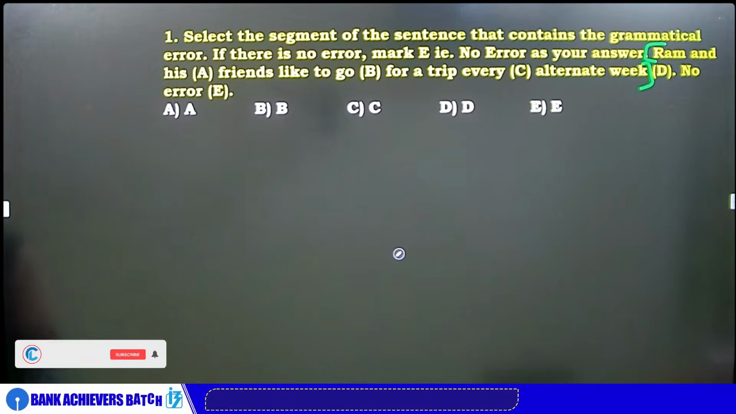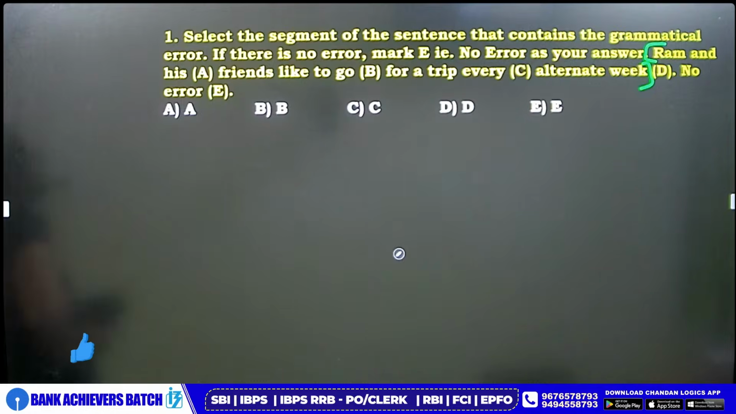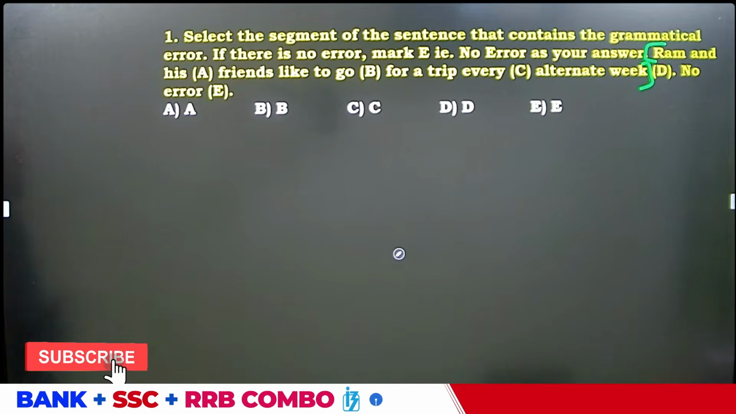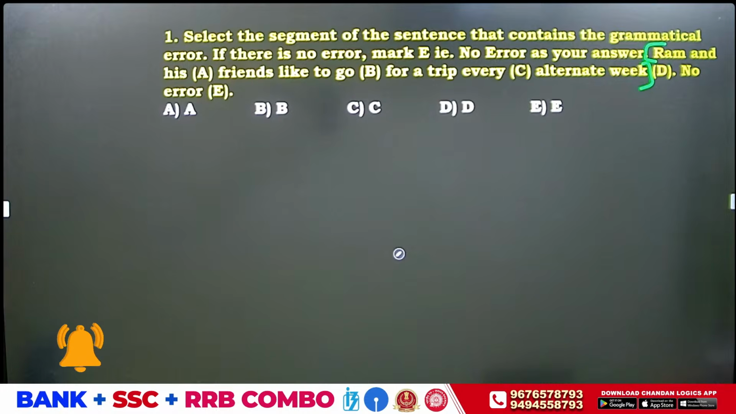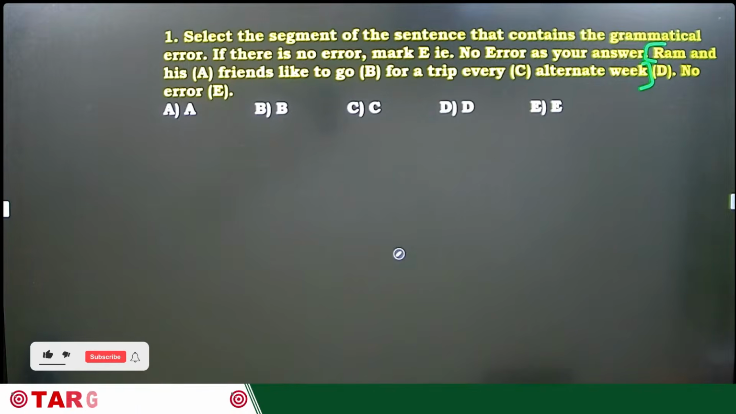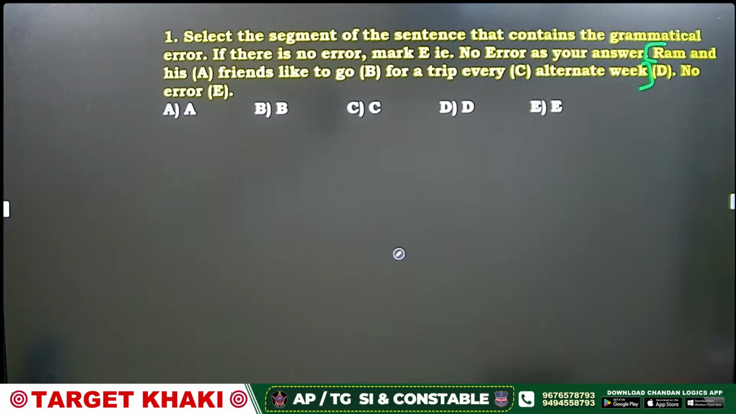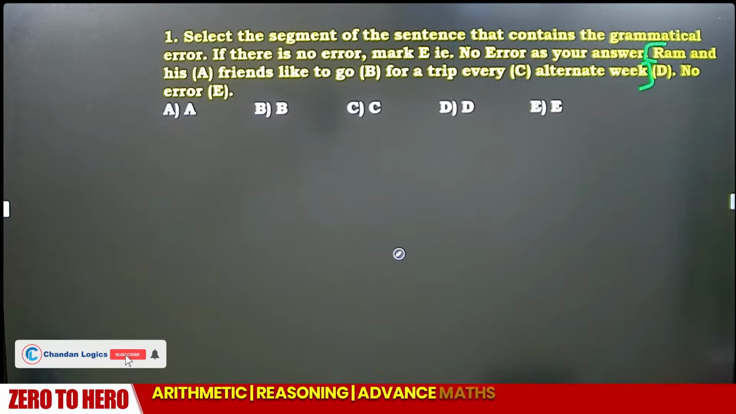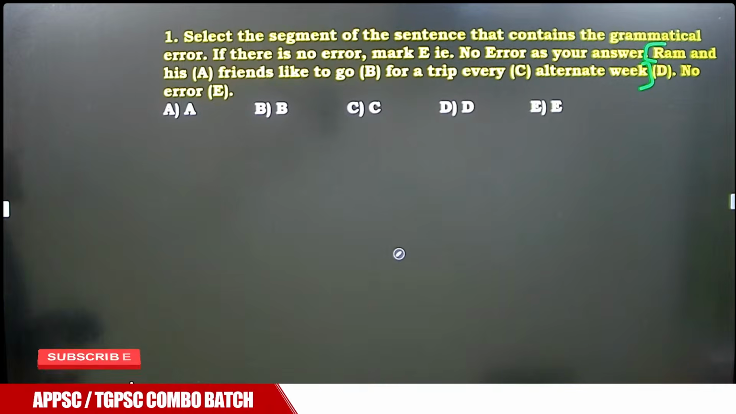Yes, guys. Ram and his friends like to go for a trip every alternate week. Can I have your answer? Where is the error and what is the error? No answer. As you already know, you should be very specific when you give me the answer. What is the error exactly that you feel? Nobody?